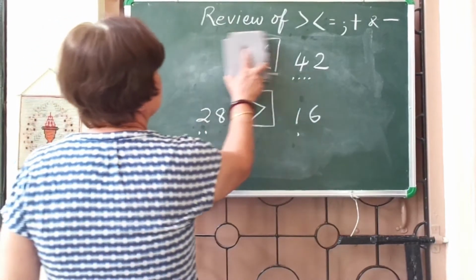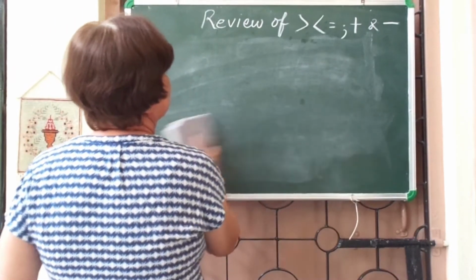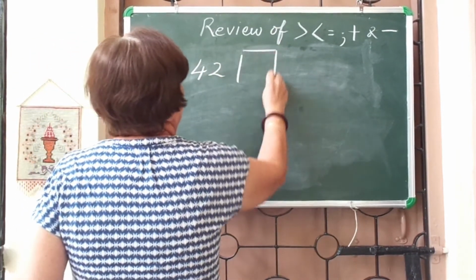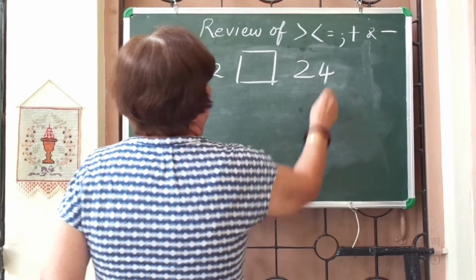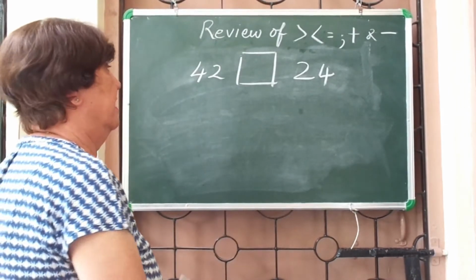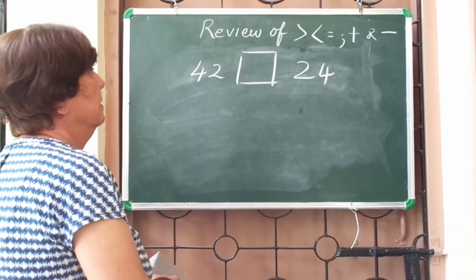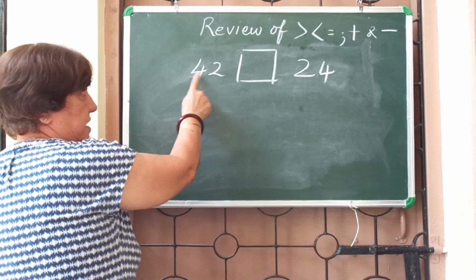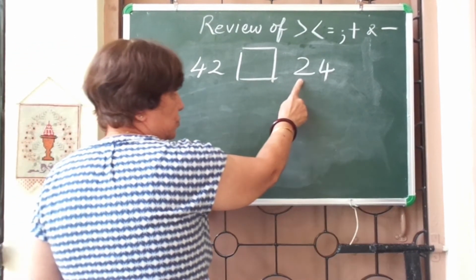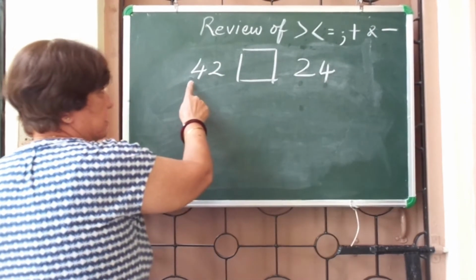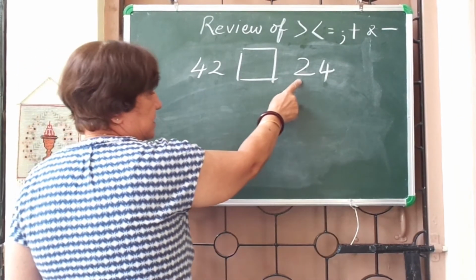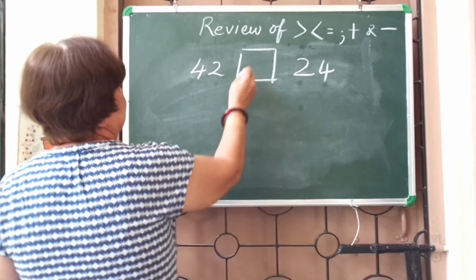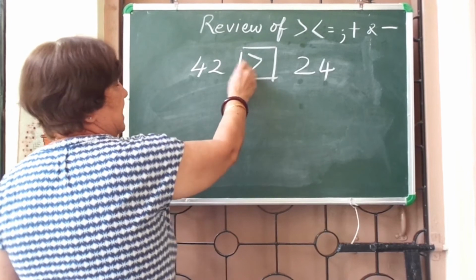2 more examples and we are done with greater than, less than. So here this is 42 and this is 24. Now here you have to be very careful. Look at the first one, 4 and 2, and this one is 2 and 4. So which number is greater? 4 is greater or 2 is greater? Can you tell me? 4 is greater, yes. So I will write it like a 7.